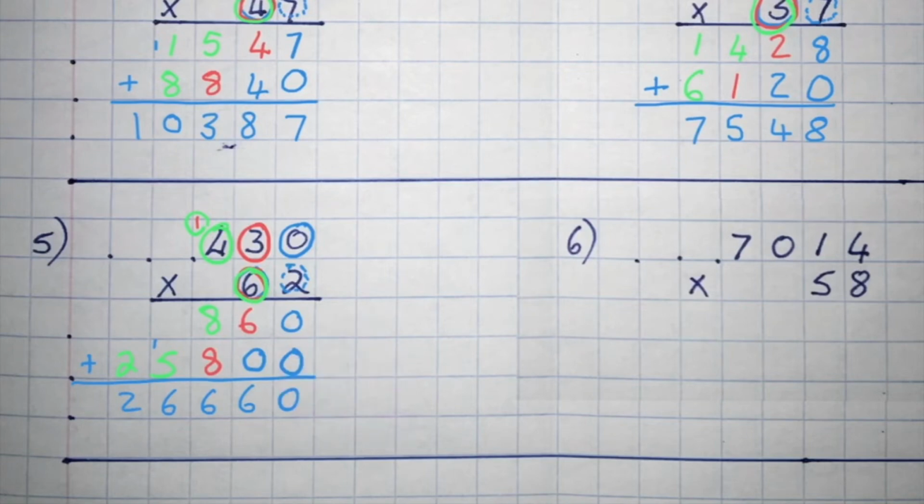Now for the last one. Write down 6, skip 3 blocks, and write 7014 times 58. Notice your units are always lined up. And now I'm going to start with the 8. 8 times 4 is 32. Knowing your tables does help. Now the 8 times 1 is 8. Add 3 and I get 11.